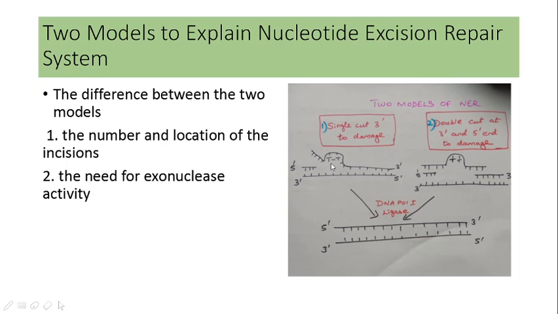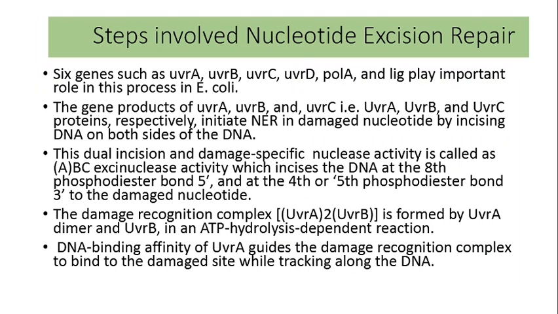So this is the difference. The difference between these two models is the number and the location of incision where it makes a cut, and the need for the exonuclease activity, whether it requires exonuclease activity or not. These are the main differences involved in this either two cut or single cut system. So the major steps involved in this nucleotide excision repair system include the following steps.